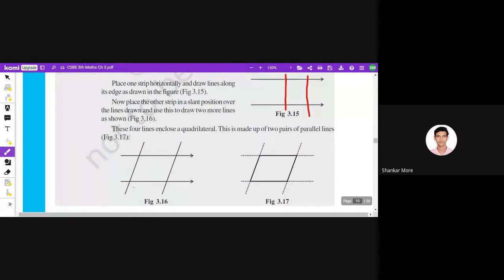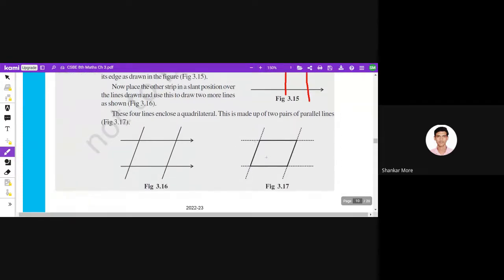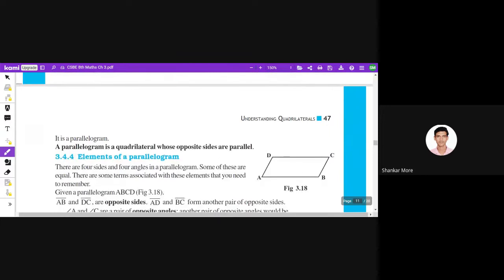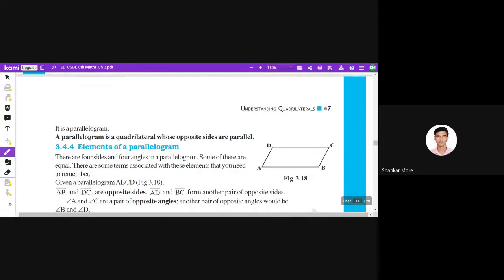So let us suppose these are those two lines and now the figure that we have got is of parallelogram. ठीक है. So it is a parallelogram. Parallelogram is a quadrilateral whose opposite sides are parallel. So this is the property of parallelogram that we have to remember.